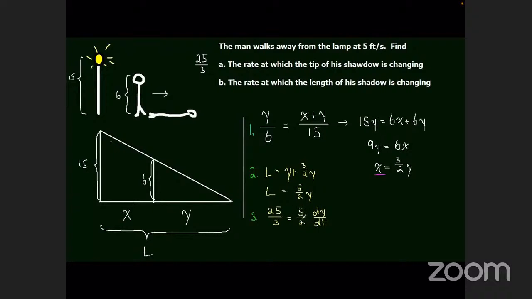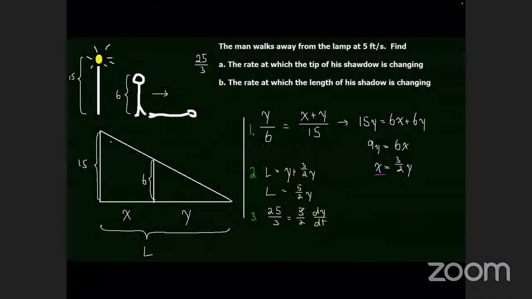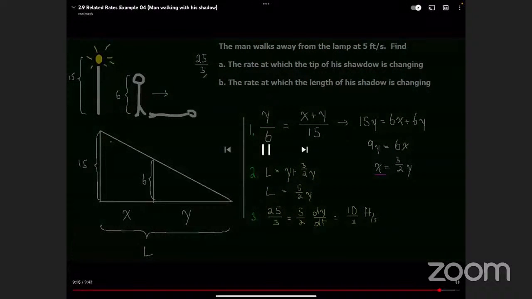So we can just do this. Hold on. 25/3 is dL/dt. Divide by 5/2, which is the same as multiplying by 2/5. And this will come out to be equal to 10/3. 10/3 feet per second. Okay, so we found our two answers.